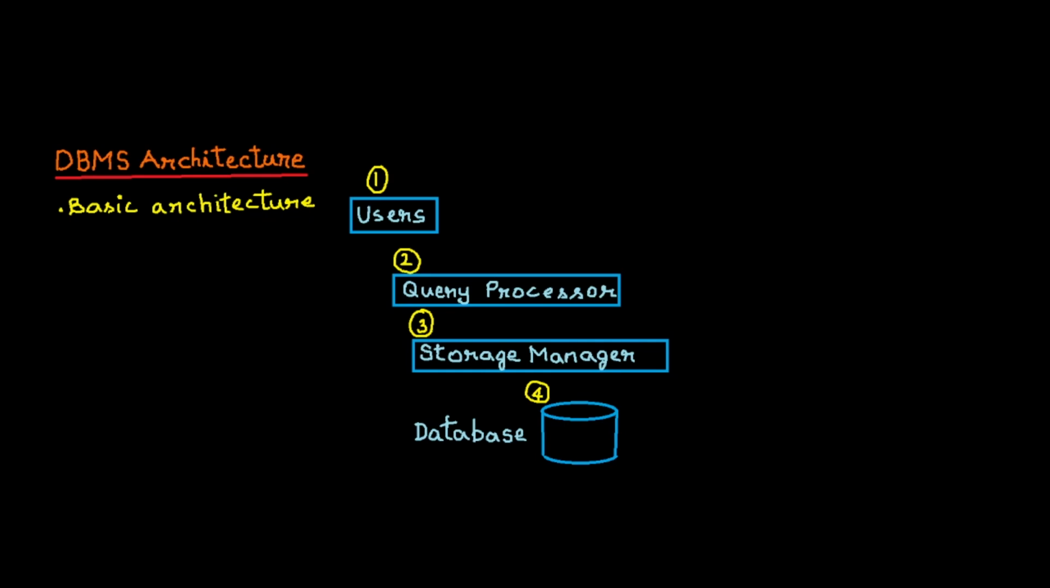The first component is users. The second component is the query processor. The third component is the storage manager. The users send requests to the query processor. The query processor understands and processes the request. It then passes the request to the storage manager, which accesses the data stored on the disk and returns the result back to the user.